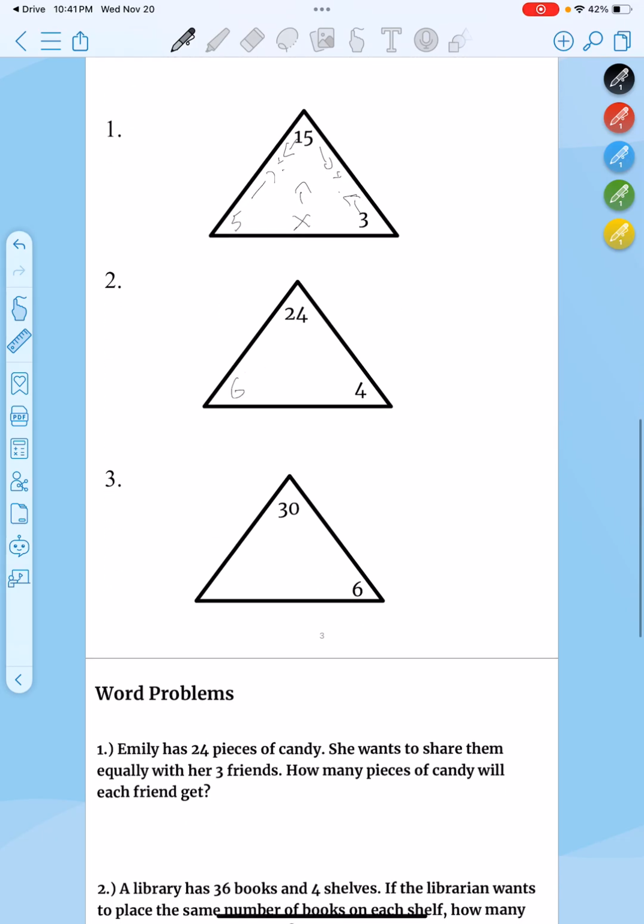Same thing for here would be 6. If we multiply, we get 24. But if we divide these two, we'll get the other numbers. So 24 divided by 6, it would be 4, and 24 divided by 4 would be 6. Same thing goes for here.